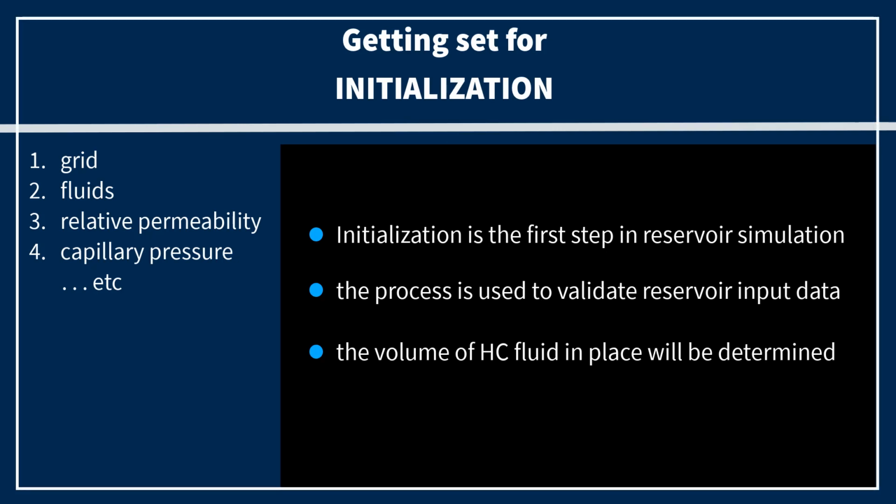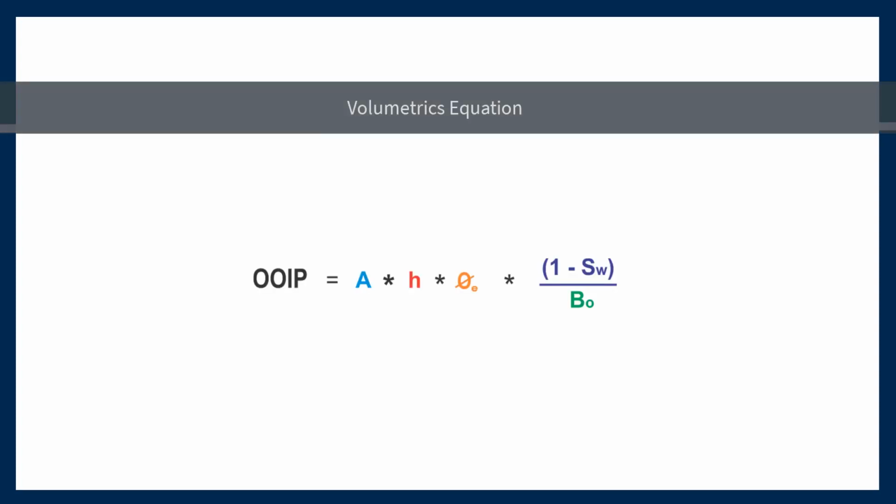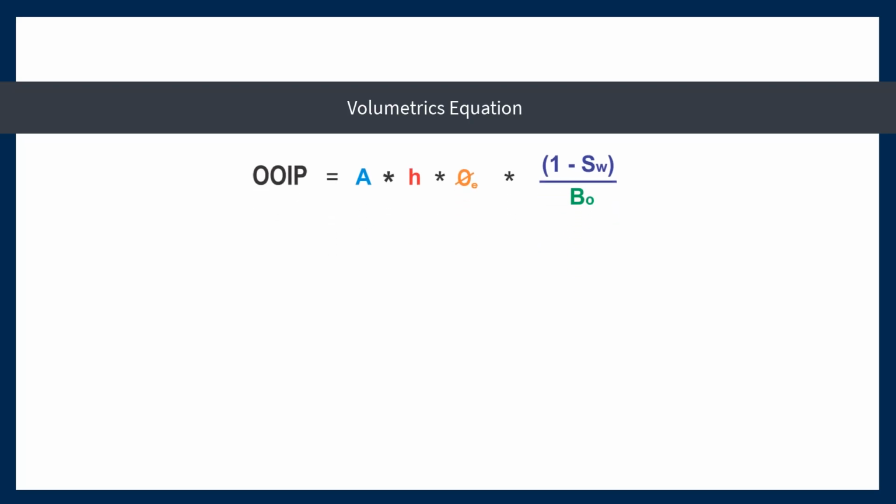To get a better understanding of this concept, let's quickly take a look at this equation, the volumetrics equation. OOIP is equal to area times thickness times porosity times saturation factor divided by formation volume factor of oil in this case. This equation is normally used to compute or estimate the volume of fluid, hydrocarbon fluid actually, which is initially found in the reservoir.